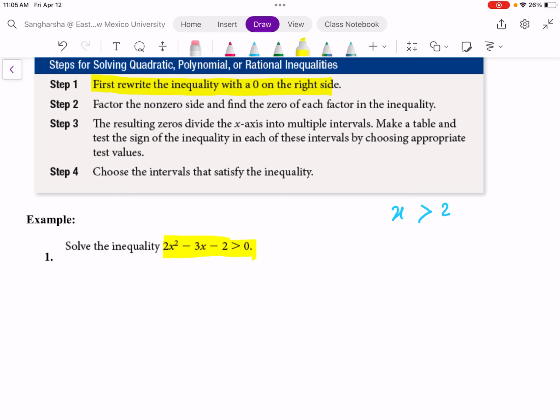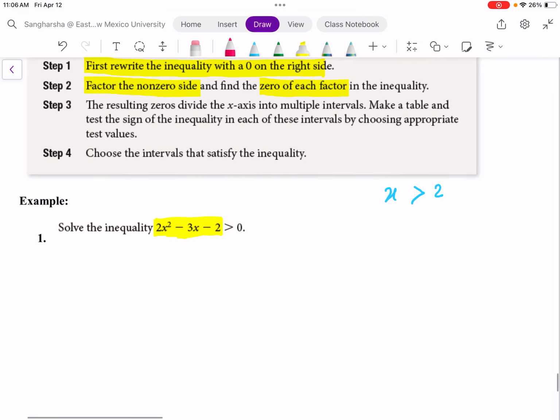Now let's go to step 2. In step 2, we factor the non-zero side. For this inequality, our left side is the non-zero side. So we factor this non-zero side and find the zero of each factor in the inequality. Now what method do we use to factor? This is a quadratic form with a coefficient other than 1, so we use FOIL or the AC method.